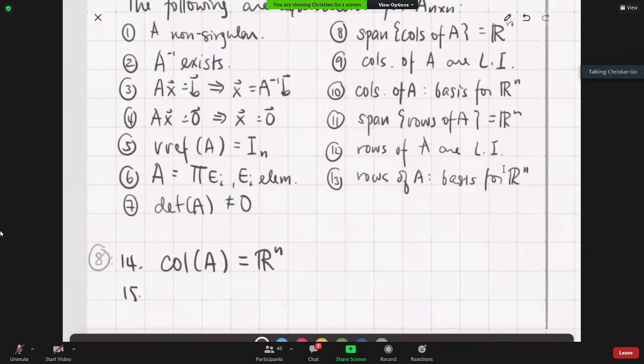15 is going to be a restatement of 11. 11 says the span of the rows is Rn. We already have a name for the span of the rows. That's just the row space of A is Rn.